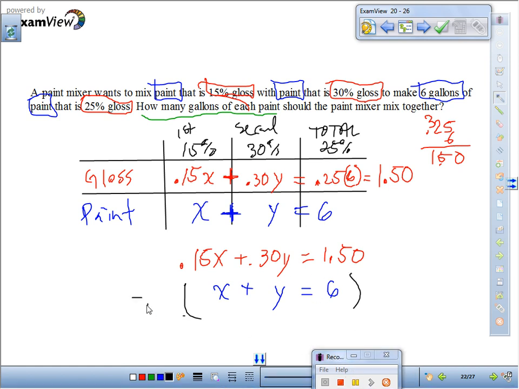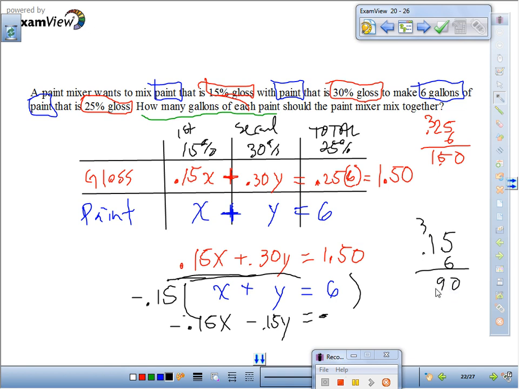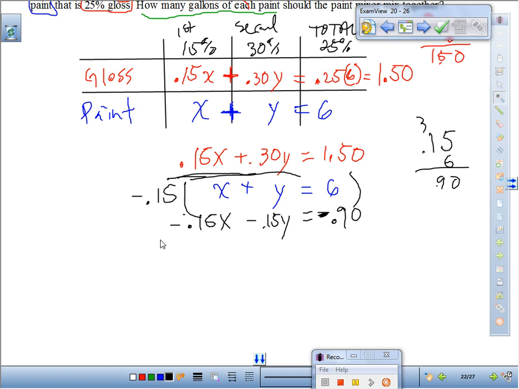We multiply times negative 0.15. This becomes negative 0.15x minus 0.15y equals negative, let's see, 0.15 times 6. 0, 3, that's 9, 2 decimal places, so this is 0.90. And it's a negative, right? Okay, let's eliminate. This cancels this. We're left with positive 0.15y equals 1.5 minus 0.9, what is that? 0.60. What's the last step? Divide by 0.15, divide by 0.15.